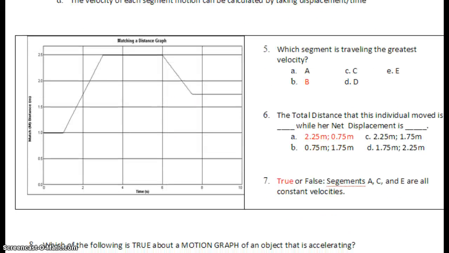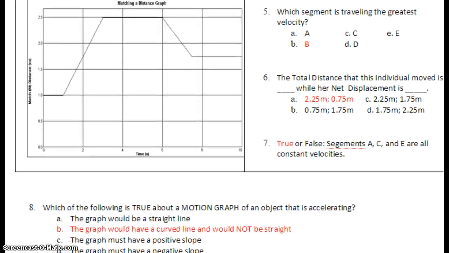I want to look at this graph right here. Let's see if I can get this on here. Okay, here goes. Which segment is traveling the greatest velocity? If I were to do the calculations here, this traveled from 1 meter to 2.5 meters. So that's a displacement here of 1.5 meters, and it did this in 2 seconds. So I can just extrapolate. I can put a 1 down here in my x-axis. I can put a 3 down here. It took 2 seconds. So this would be the steepest slope here.